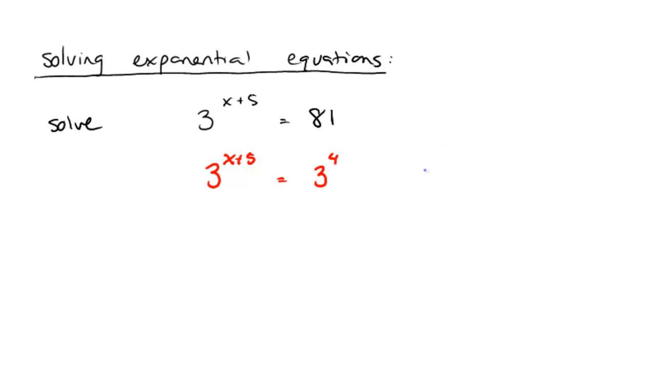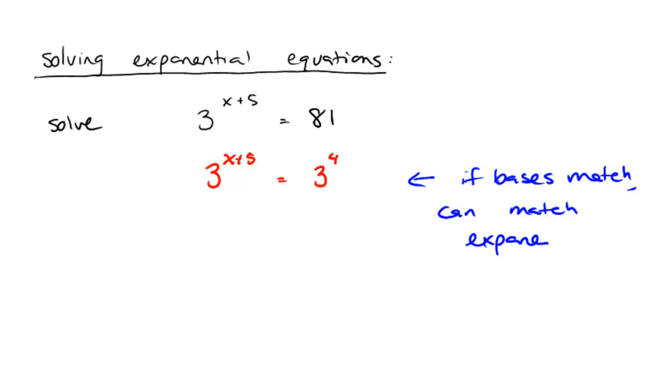And if you'll recall, we had looked at a property earlier that if the bases match, we can match the exponents. So then we can, as our next statement, say that x plus 5 equals 4, and so x is equal to -1. And that's a perfectly fine answer, though you'll notice that I usually write it in the form of a solution set, so -1, like so.